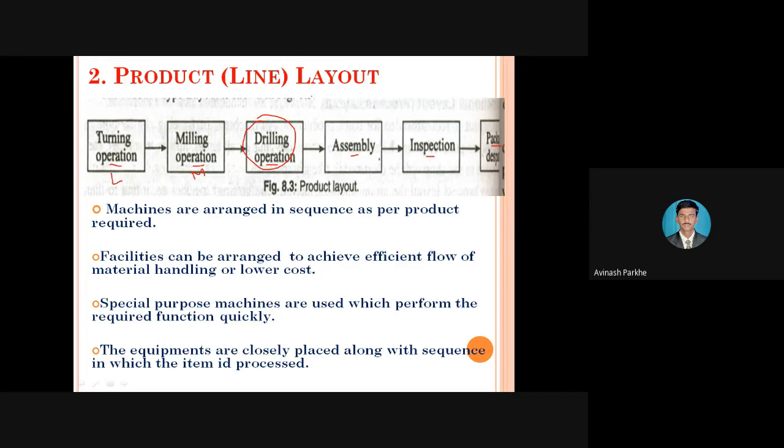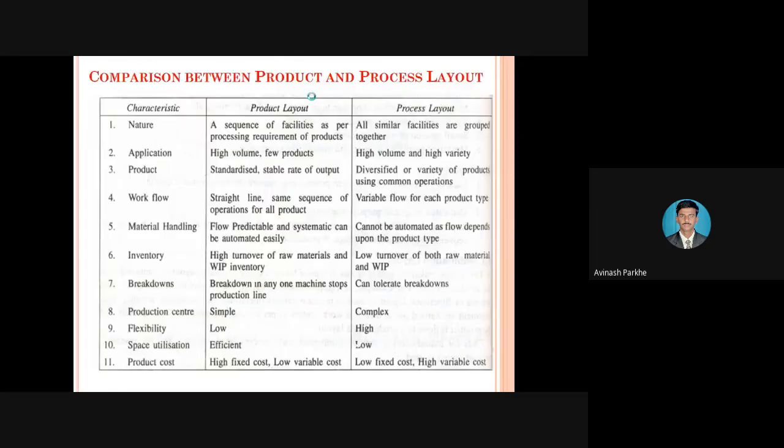So these are the basic things related to the product layout or the line layout. And what is the basic difference between the process layout and the product layout? That difference I have also explained through the advantages and the disadvantages. In addition to that, here I have also represented the comparison between the product layout and the process layout.